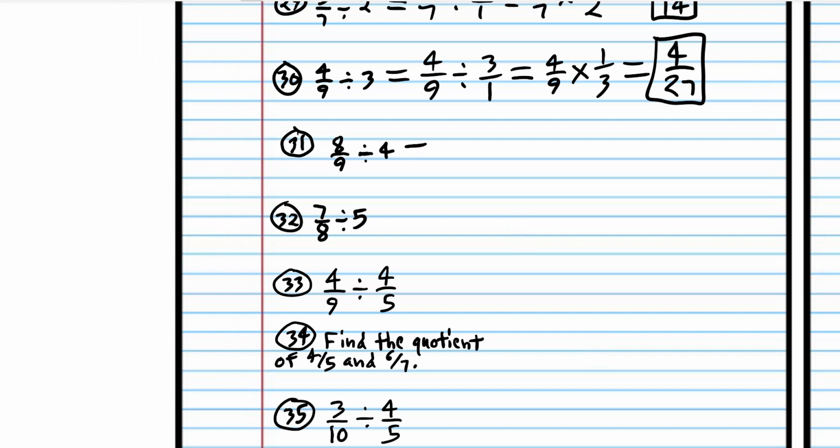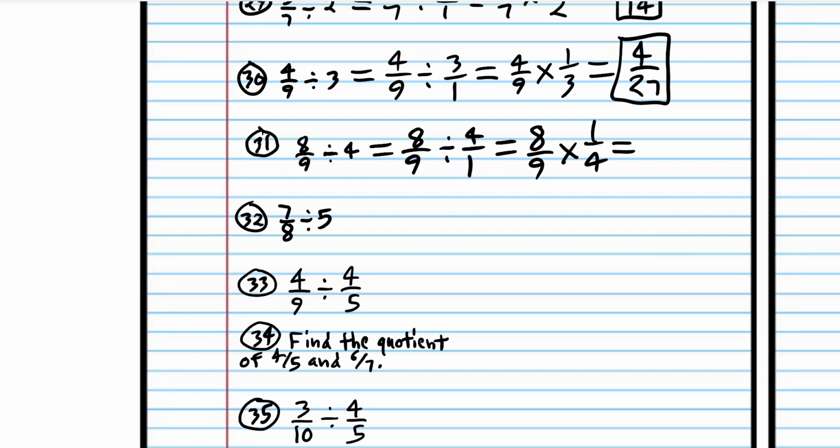All right, we're back. Change 4 to 4 over 1. Then it is still a division problem, obviously. It becomes a division of fractions problem. Change the division to multiplication, flip the divisor. Then it becomes a multiplication of fractions problem.